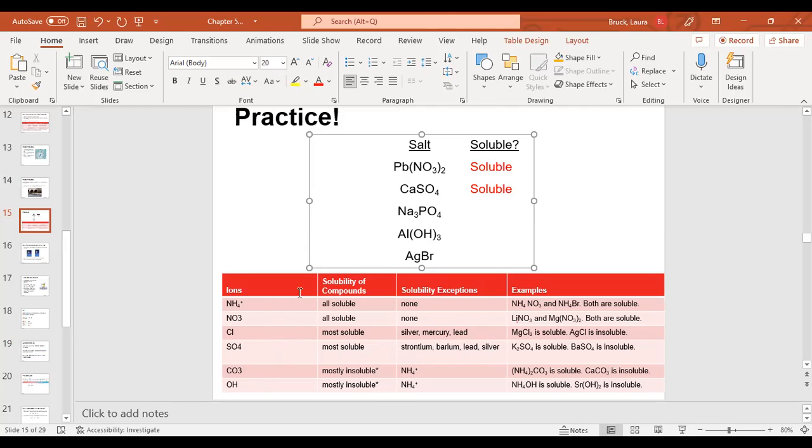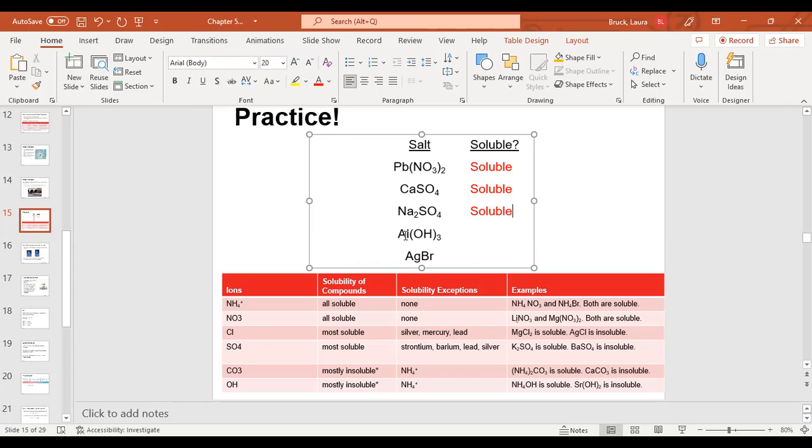All right, Na3PO4. Again, I don't have any Na on here. And actually phosphates aren't on here either. That's a problem. So let's just, for the sake of argument, change it to SO4, because I don't have any phosphates on here. So SO4, we look at it again. Most of them are soluble. There are only 4 exceptions. Na is not listed as one of those exceptions. So I would conclude that this one is also soluble.